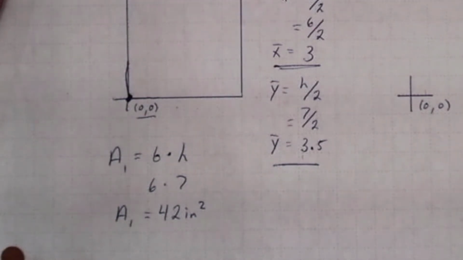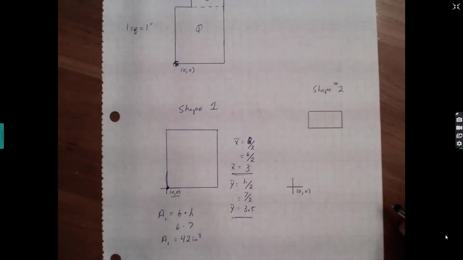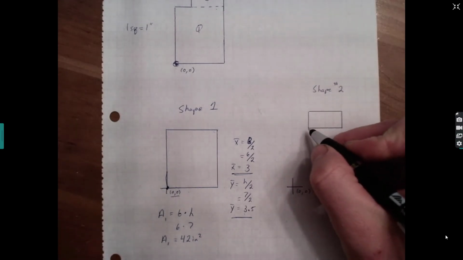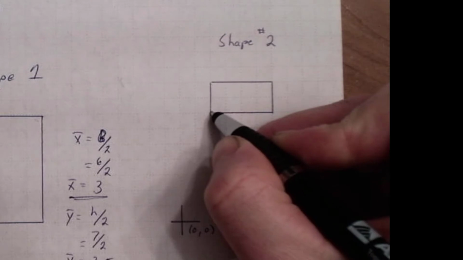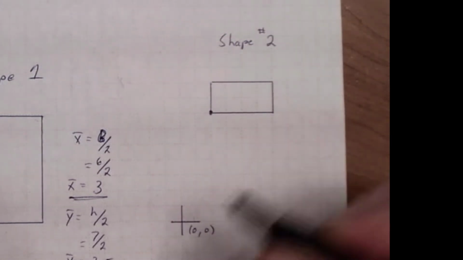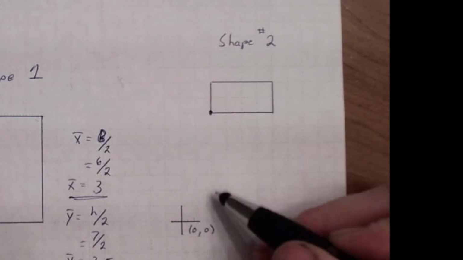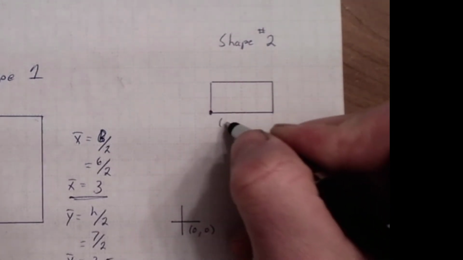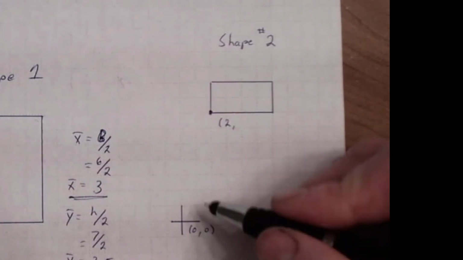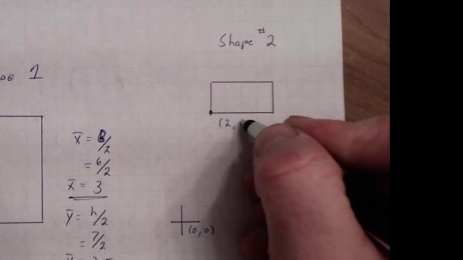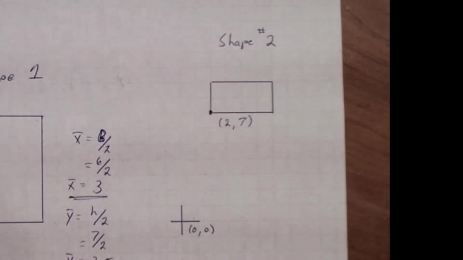We have to do the same thing to shape 2. Calculate the x and y bar relative to the 0, 0 and the area. In this case, we need to get to a right corner, one of the corners of the rectangle. So let's go to this corner. This corner's x and y location is over 2 blocks in the x direction, so it is 2, comma, and it is up 7 blocks. So it's 2, comma, 7.